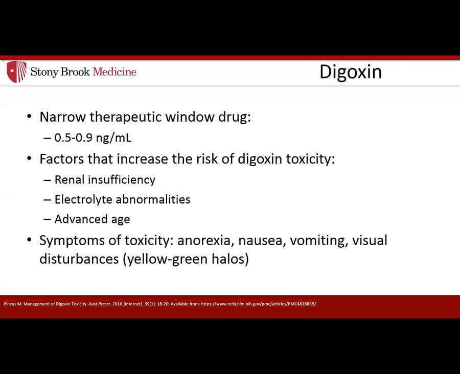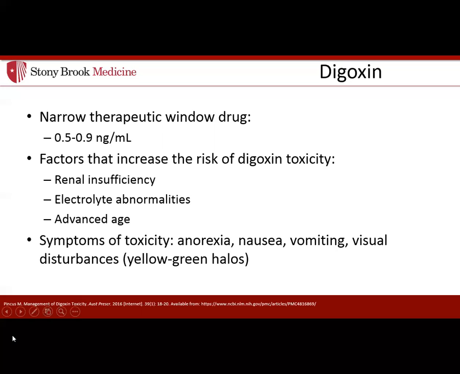So digoxin is a narrow therapeutic window drug with serum concentrations in the range of 0.5 to 0.9 nanograms per ml. And there are certain risk factors that increase the risk of digoxin toxicity, such as renal insufficiency because digoxin is renally excreted. Electrolyte abnormalities that may also increase the patient's susceptibility to the toxic effects of digoxin include hypokalemia, hypomagnesemia, and hypercalcemia. So it's important to monitor electrolytes when a patient is on digoxin, and patients of advanced age are also more susceptible to the toxic effects of digoxin.